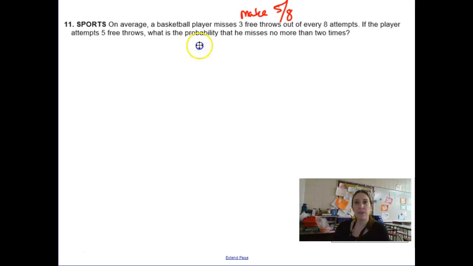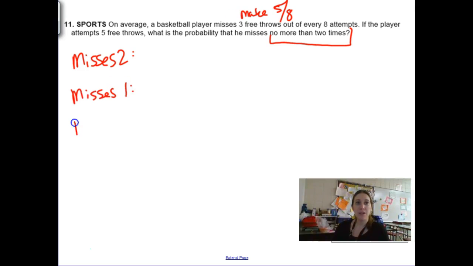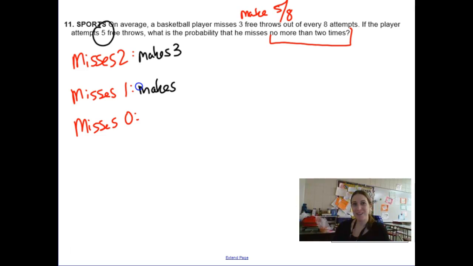So the way I'm thinking of it is, missing no more than 2 times would be: he misses 2, which I need to figure out, and then he misses 1, and then what if he misses none? Remember, we're thinking of this in terms of success. If he misses 2 out of 5 free throws, that means he makes 3. If he misses 1, he makes 4. And if he misses 0, that means he makes 5.